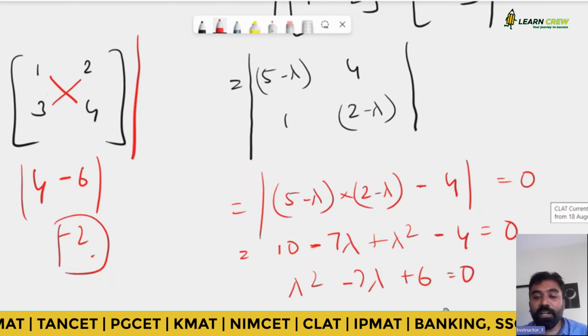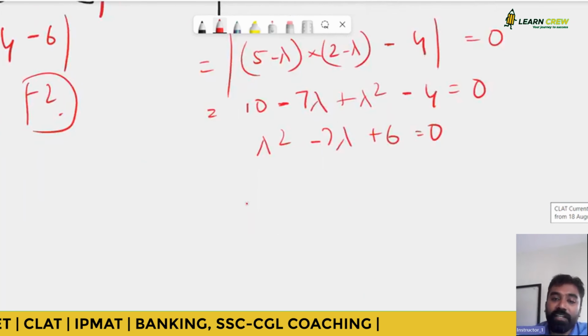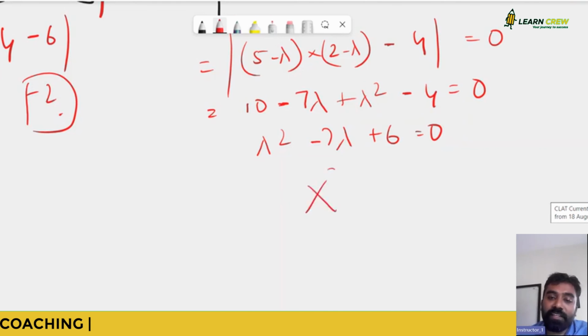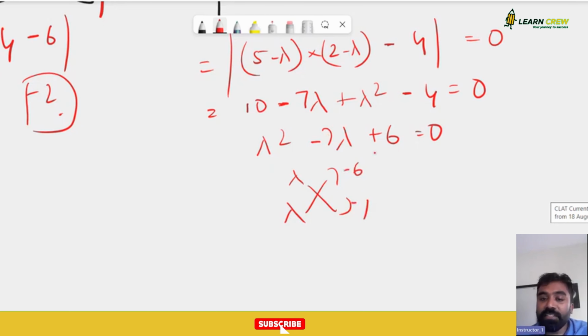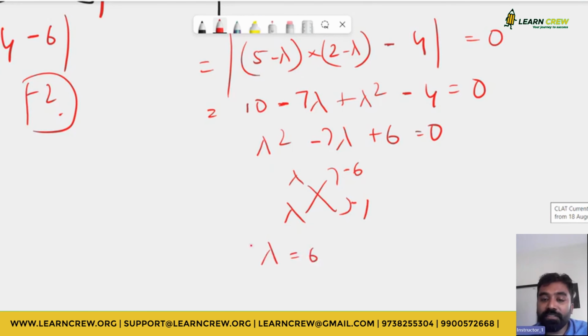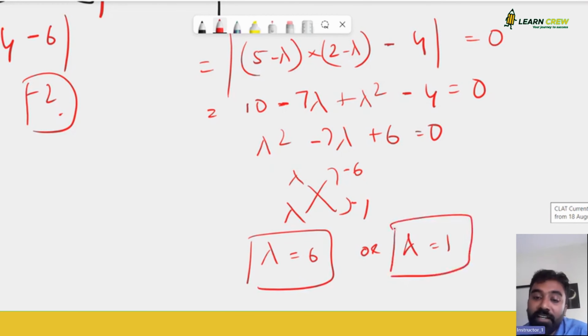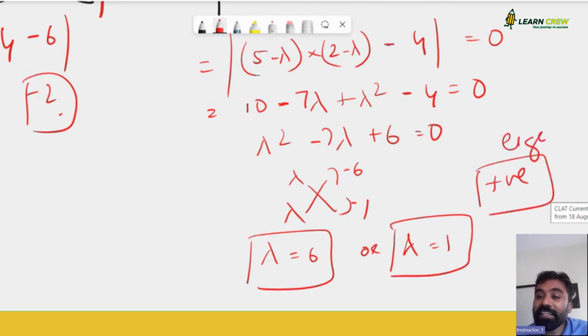So can I solve this quadratic equation now? If I solve this quadratic equation, 6 can be written as 6 into 1, and minus into minus makes it plus 6, and minus 6 plus minus 1 becomes minus 7. So it becomes lambda equal to 6 or lambda equal to 1. These are two values which are positive. These are called the eigenvalues. That is what was given in the statement.